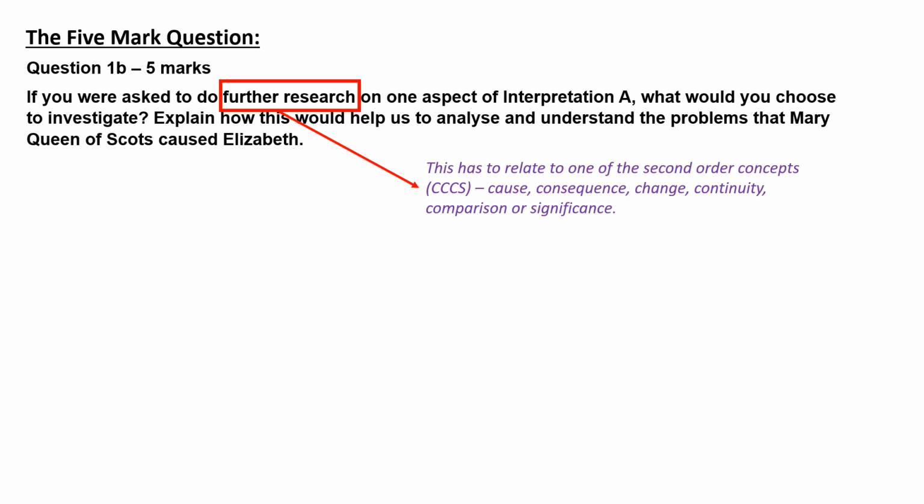You're obviously familiar with these due to the public health exam and the Making of America exam, but we are using them here for question 1B for further research. So that start will always be the same. If you were asked to do further research on one aspect of interpretation A, what would you choose to investigate? There will then be something that the exam board would really like you to focus on. So here it says, explain how this would help us to analyse and understand the problems that Mary Queen of Scots caused Elizabeth. So we're looking for further research from the interpretation that we've just looked at on the problems that Mary Queen of Scots caused Elizabeth.